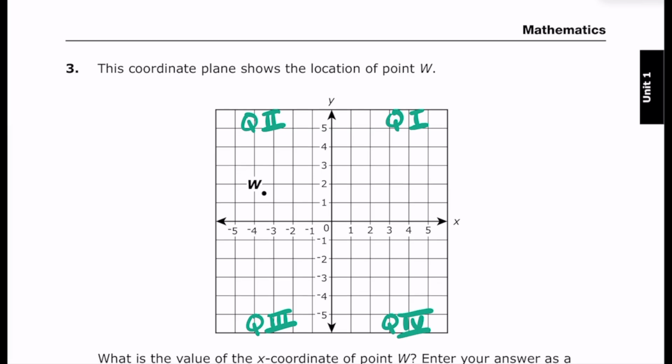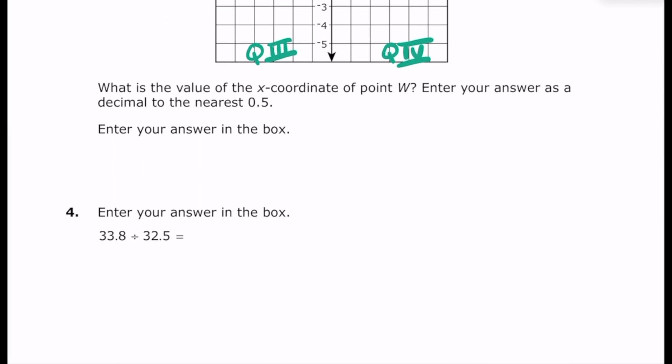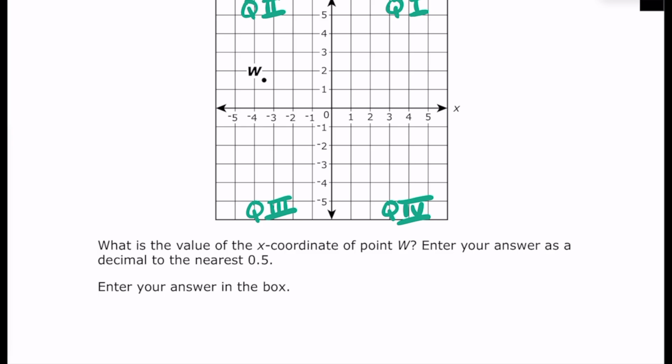All right, our question says, what's the value of the x coordinate of the point W? Write your answer as a decimal to the nearest 0.5 or 5/10. So if you have a point, keep in mind we have x comma y. When they say the x coordinate here, I'm going to go ahead and just highlight it. They are really just asking what's this number right over here.